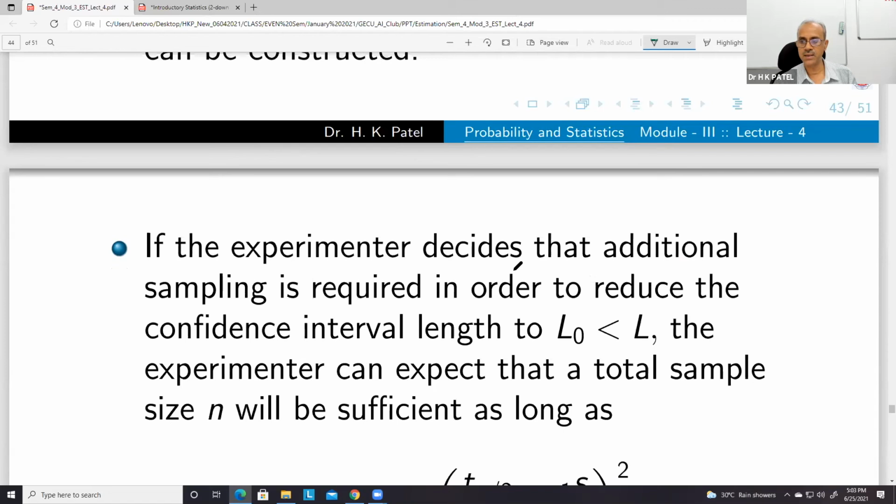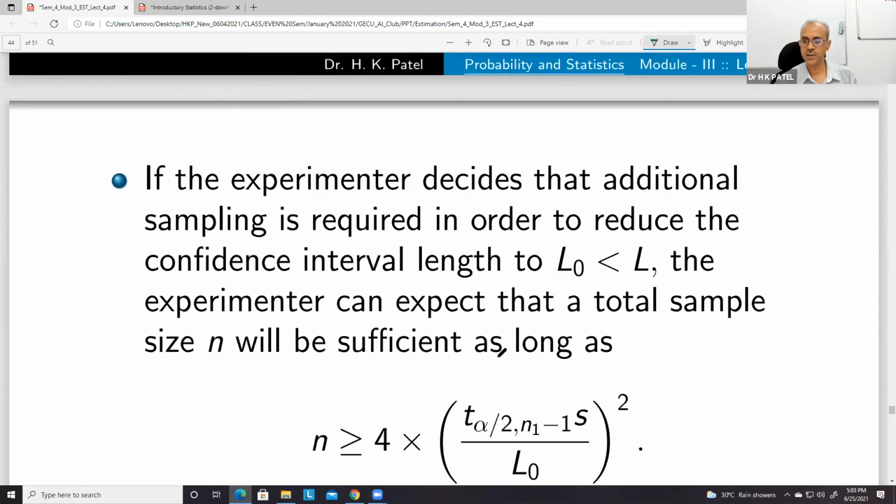But if the experimenter decides that additional sampling is required in order to reduce the confidence interval length to L0, so this L0 naturally must be less than L, the experimenter can expect that a total sample size n will be sufficient as long as this holds. So if you want to construct an L0 length confidence interval, and the sample size required is n, then this n must be greater than or equal to this. So from here, I can obtain n.